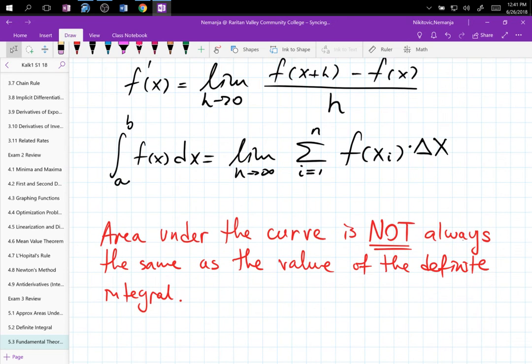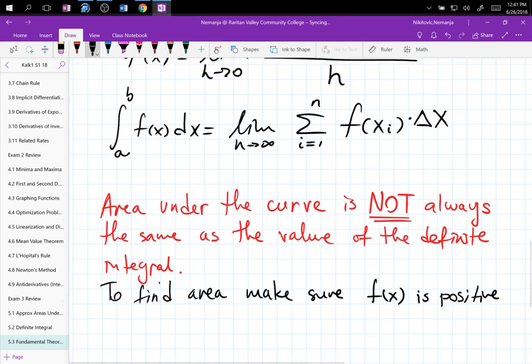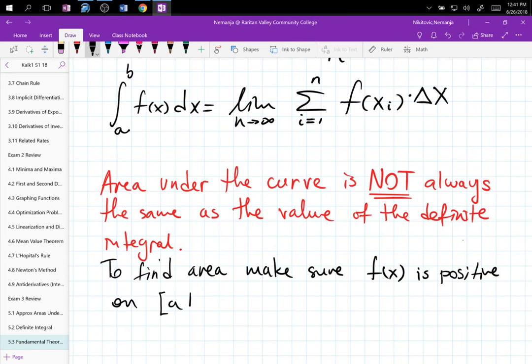Again, make sure that the function is above the x-axis for area calculation. So to find area, make sure f of x is positive on [a, b]. Again, in parentheses, this is the same statement as in the previous one: above the x-axis. I mean, you can touch the x-axis, obviously. And that's that. That's the fundamental theorem of calculus.